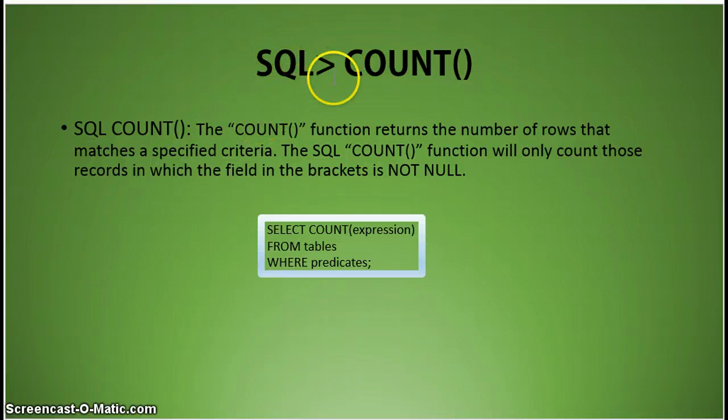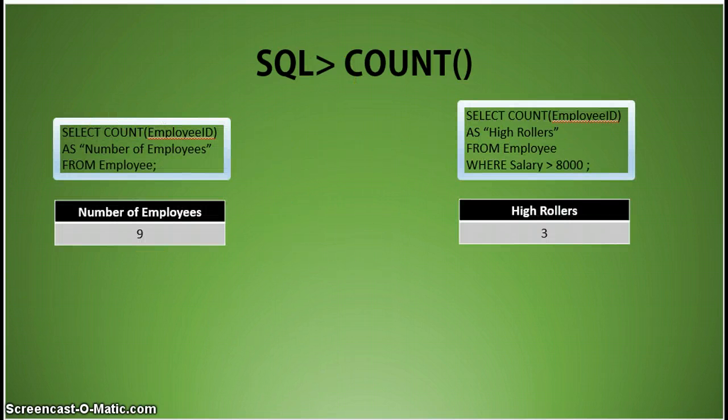Next we move on to SQL COUNT. The count function returns the number of rows that match a specific criteria. The SQL count function only counts those records in which the field in the brackets is not null, so we have to have values in the fields. Here we have SELECT COUNT(expression) FROM the table you want, WHERE the parameters you want to set. We have two codes here to validate this example.